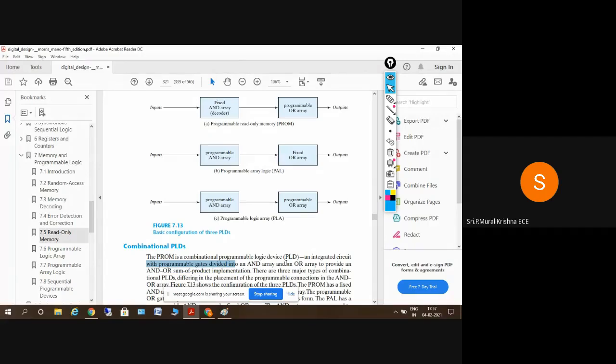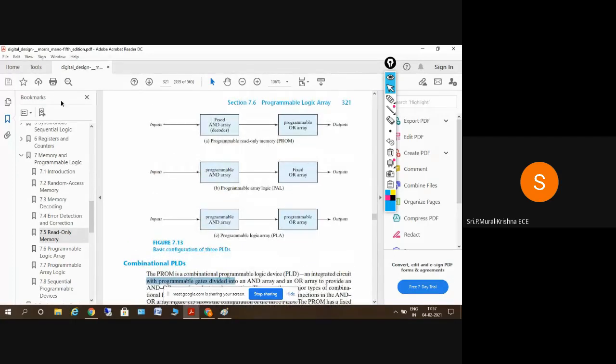So these are the three kinds. The first one is PROM, we know this, where we'll be having a fixed AND array. Remember this, these are important. PLDs are divided into three. The first kind is PROM, programmable read-only memory. It has a fixed AND array, as we discussed earlier.